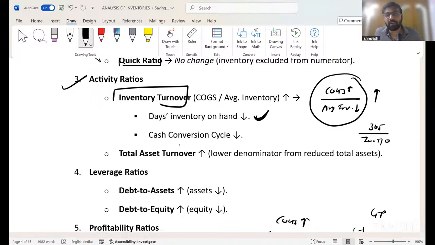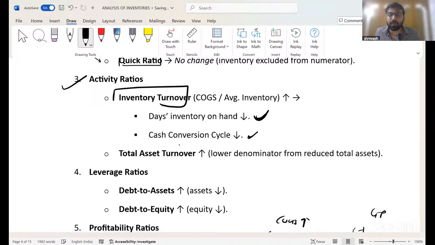And if days of inventory on hand goes down, what happens to the cash conversion cycle? It goes down. Because in the cash conversion cycle, you add the number of days of inventory, right? So if that is going down, what will happen? It will ultimately be reduced, right?